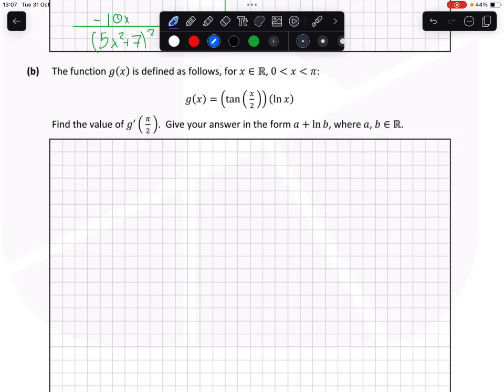Now if we look at part B of this question, we have the function g of x defined as follows: for x an element of R, where x is strictly less than pi and strictly greater than 0, g of x is equal to the tan of x over 2 multiplied by the natural log of x. Find the value of g prime of pi over 2. Give your answer in the form a plus the natural log of b, where a and b are real numbers.